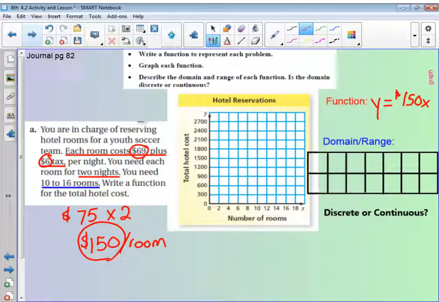Write a function. We already wrote our function. So now we're going to go ahead and do our domains and our ranges. Obviously we're not going to start with 0, because we're not going to buy 0 rooms.